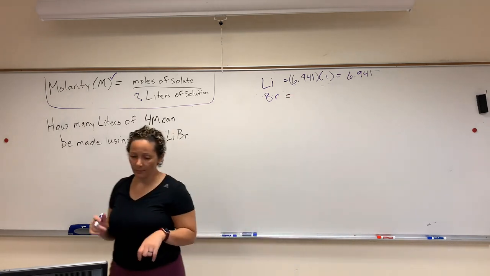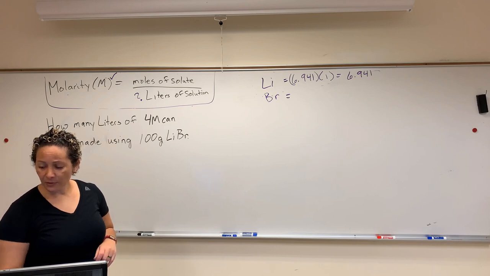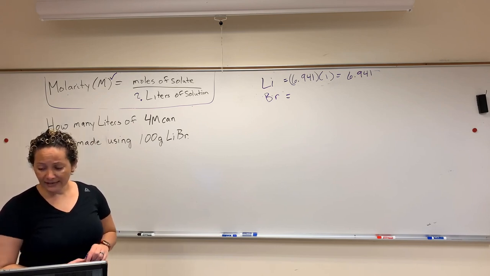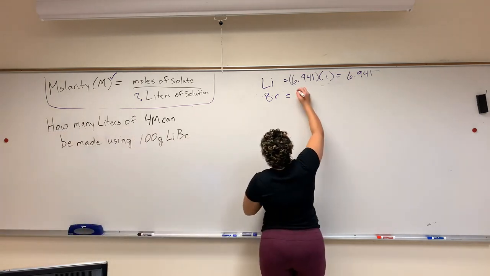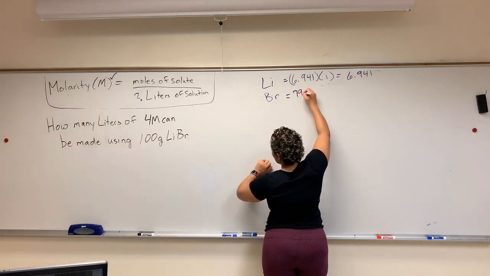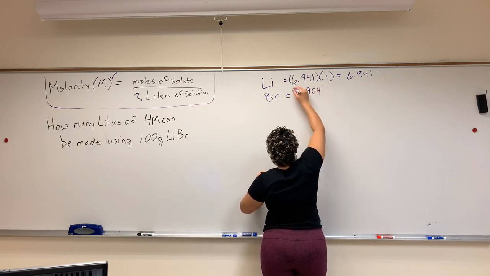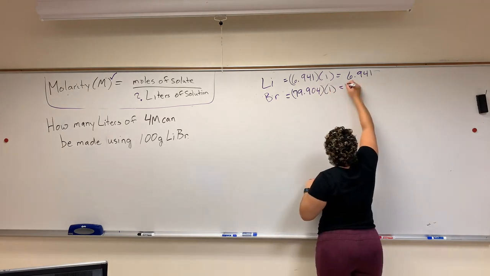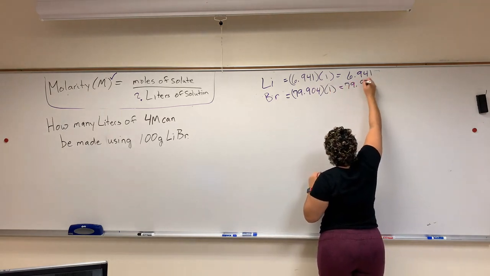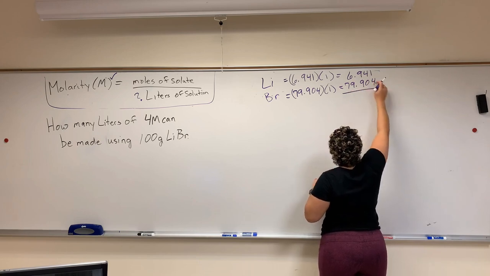Bromide, I don't have bromide committed to memory. So bromide is on number 35, and the mass is 79.904. 79.904, okay? One atom of bromide equals, so then we got 79.904.